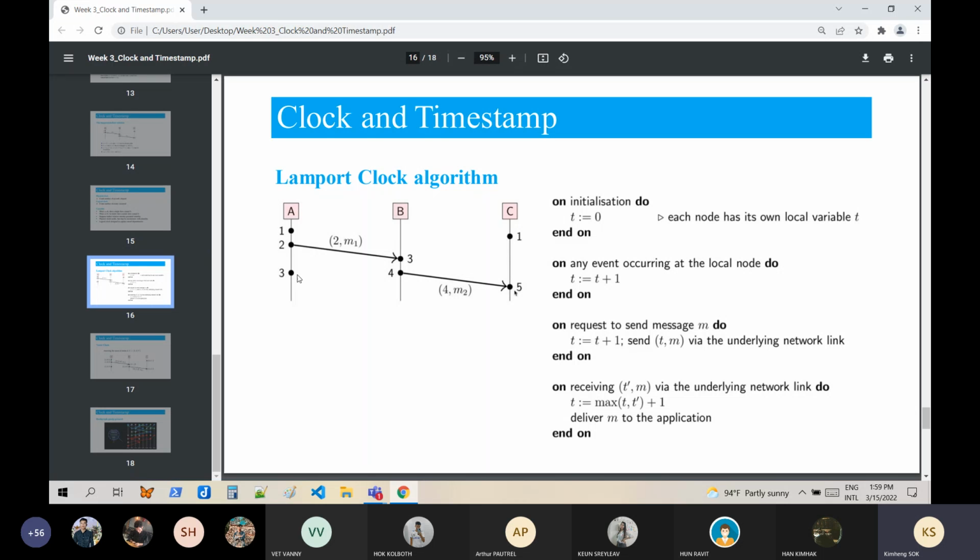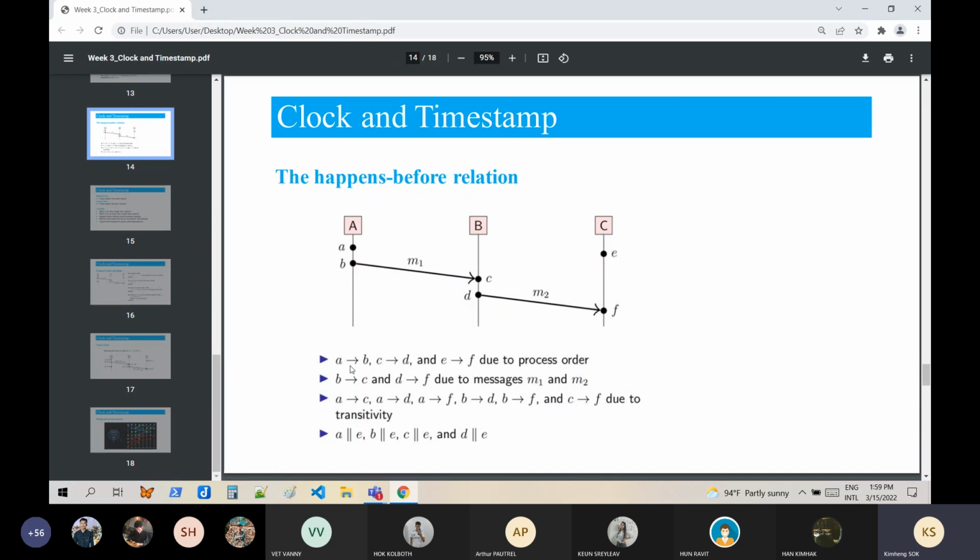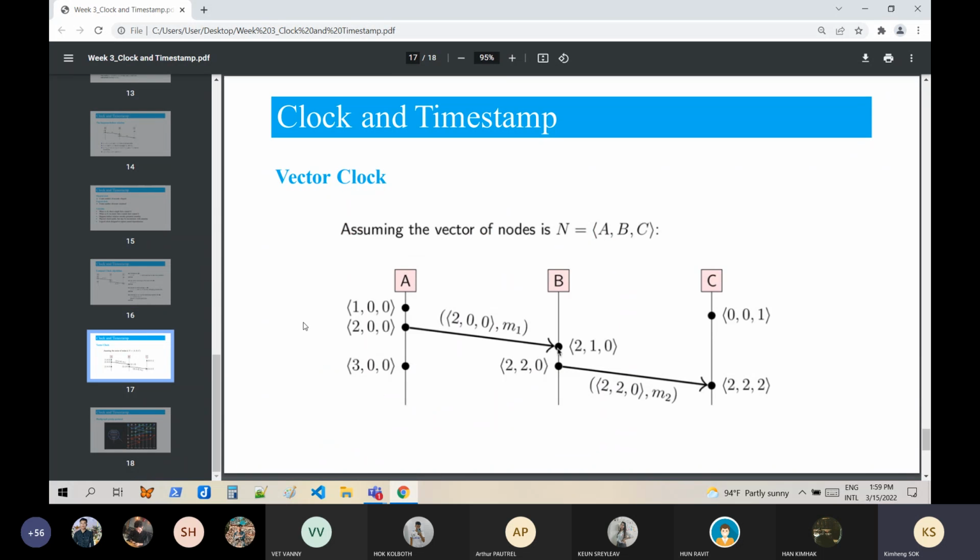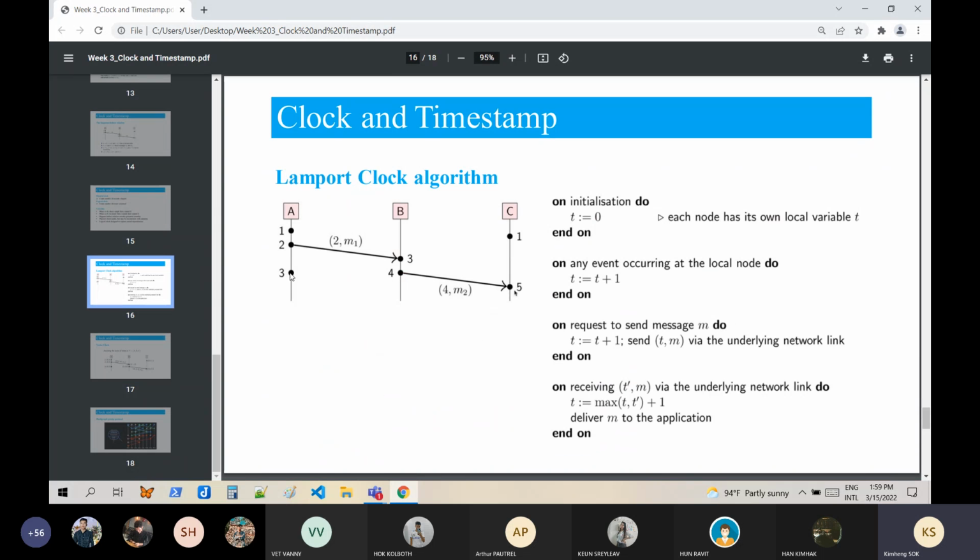So if for these two events there is none of the three cases above, the two events do not happen within the same computer, there is no sending or receiving of messages, and there is no transitivity event in the middle, we say that we don't know, and these two events are concurrent according to the logical clock or Lamport clock. That's why we see that this clock is number 3 and this clock is number 3.